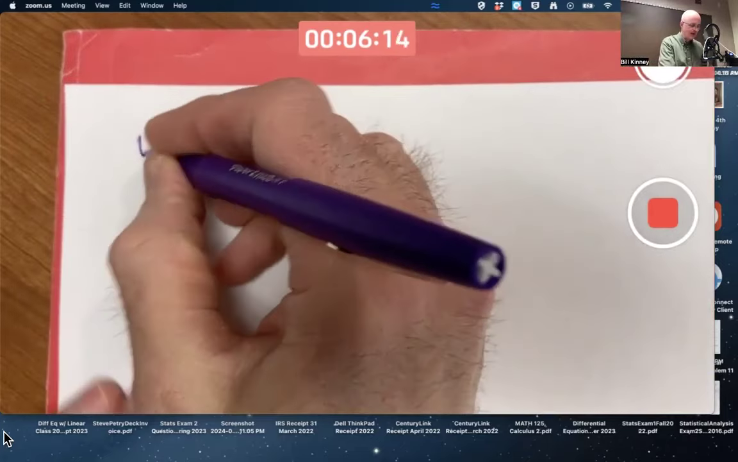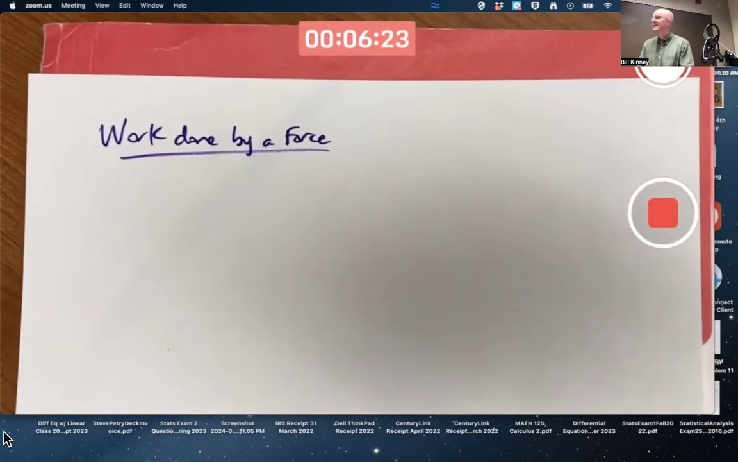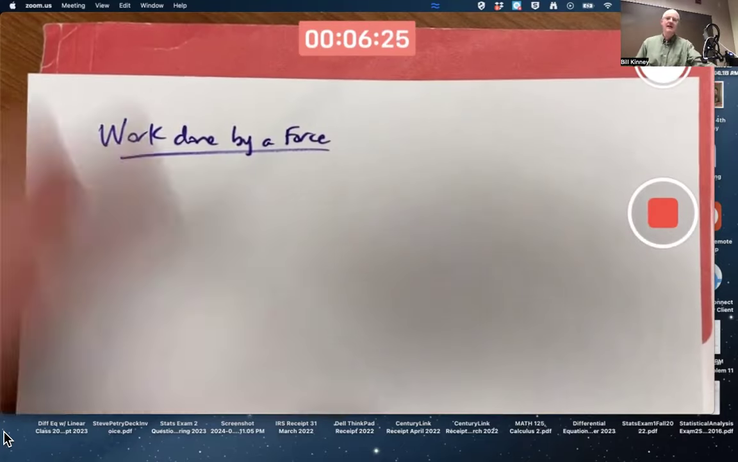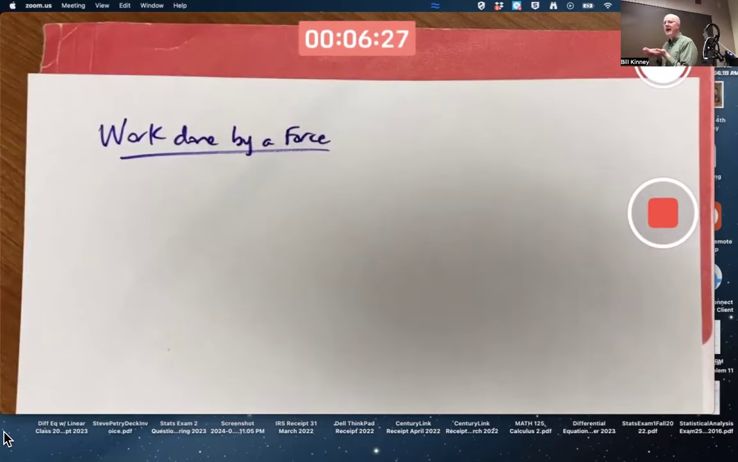Start with work done by a force. The simplest case is, well, okay, you're carrying something like my calculator as you walk across the room. You are applying a force, I guess, pushing the calculator. Would you think of it that way? No, maybe it's easier to think about lifting it up.